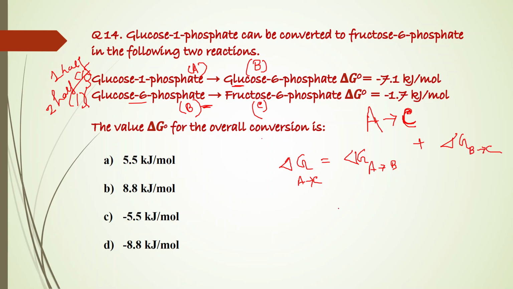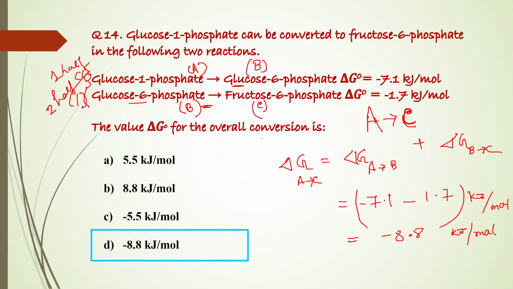So let us see what is the delta G value for the reaction of A to B. It is minus 7.1 kilojoules per mole. And what is the delta G for B to C? We have minus 1.7. So overall the unit is kilojoules per mole. So it should be minus 8.8 kilojoules per mole. So that should have been the answer. So what matches with it? Option number D.